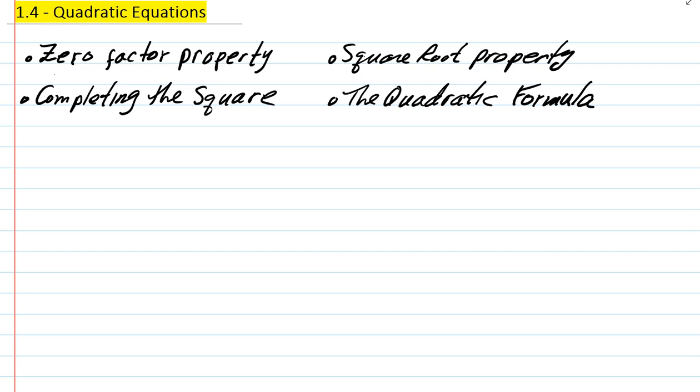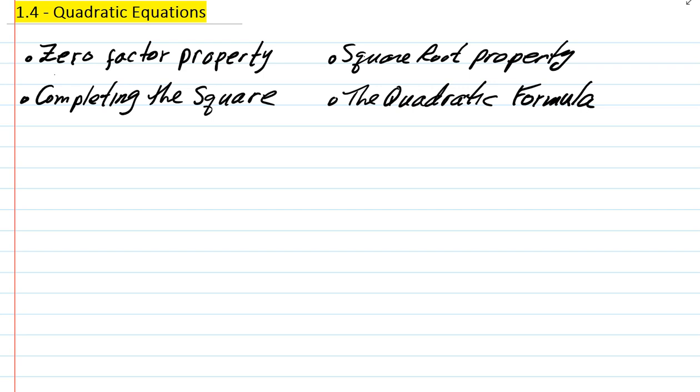So let's talk about quadratic equations. In a moment, I'm going to show the general form of a quadratic equation. But before we do, I just want to mention the things that we will talk about in this lecture. We're going to start with the zero factor property, then we're going to look at the square root property, followed by completing the square and the quadratic formula.